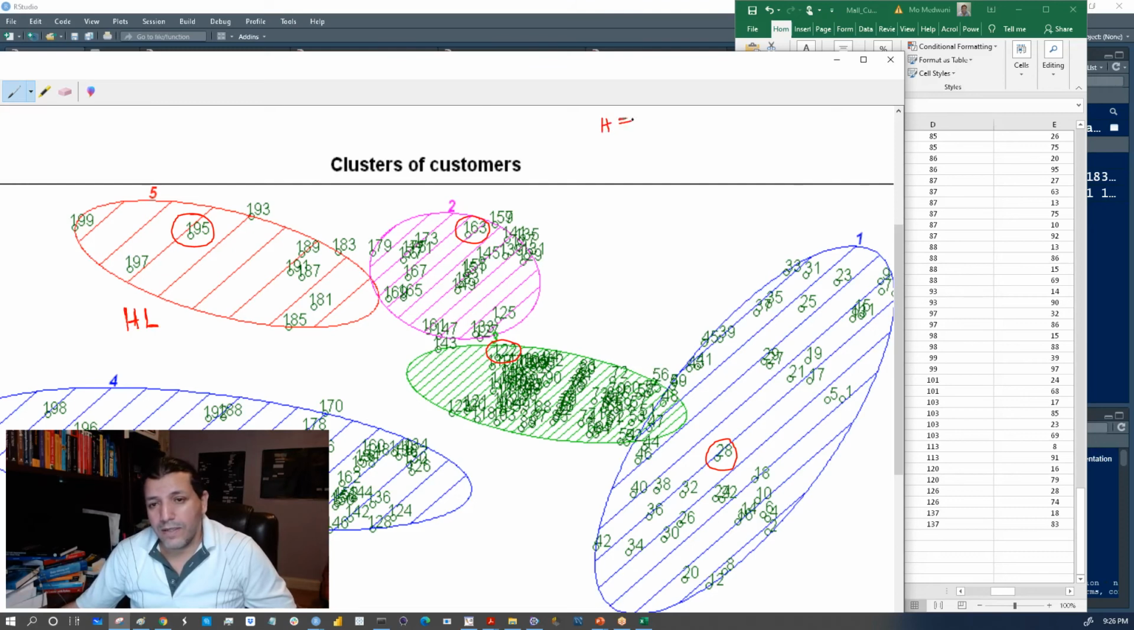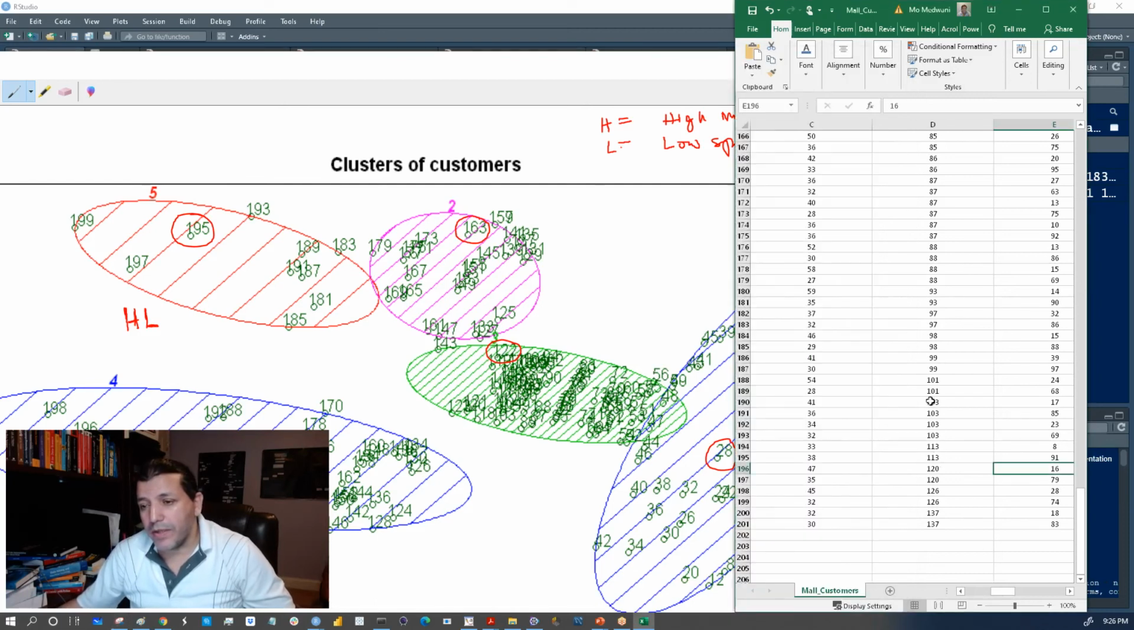H is high money. L stands for low spend. Okay, clear? Questions, concerns about this? Yes, it's clear. Okay, let's take 163. 163.